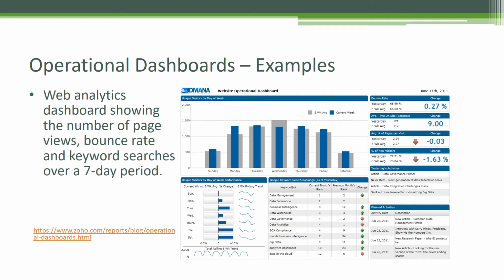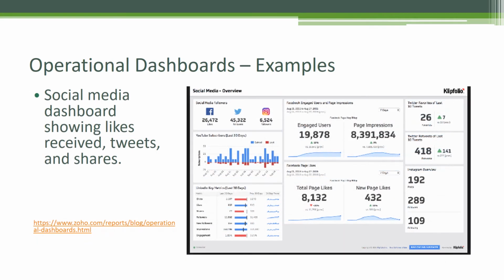Another example of an operational dashboard is a web analytics dashboard. This will analyze your website and tell you how you're doing with respect to page views, number of bounces, and how people are getting to the site through their keyword searches. You can also do this over date ranges. Social media is another example of an operational dashboard. It shows how you're performing with respect to your overall social media marketing plan.